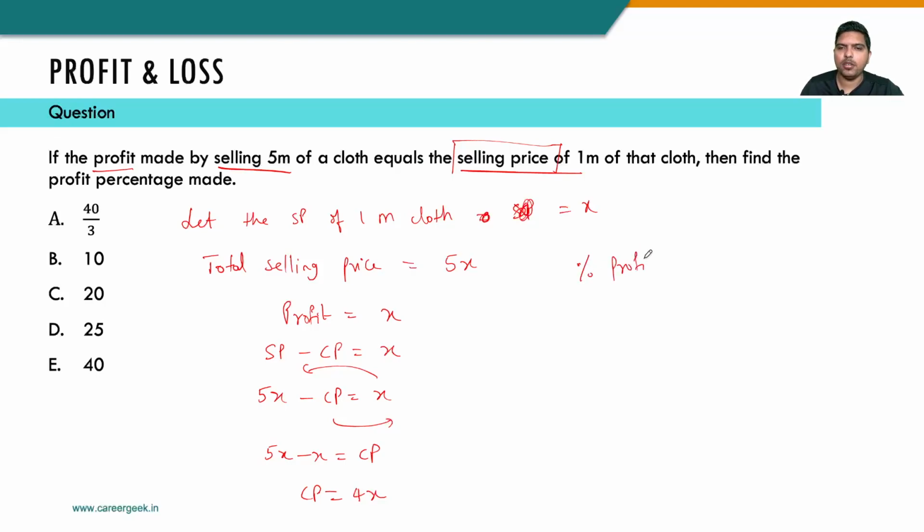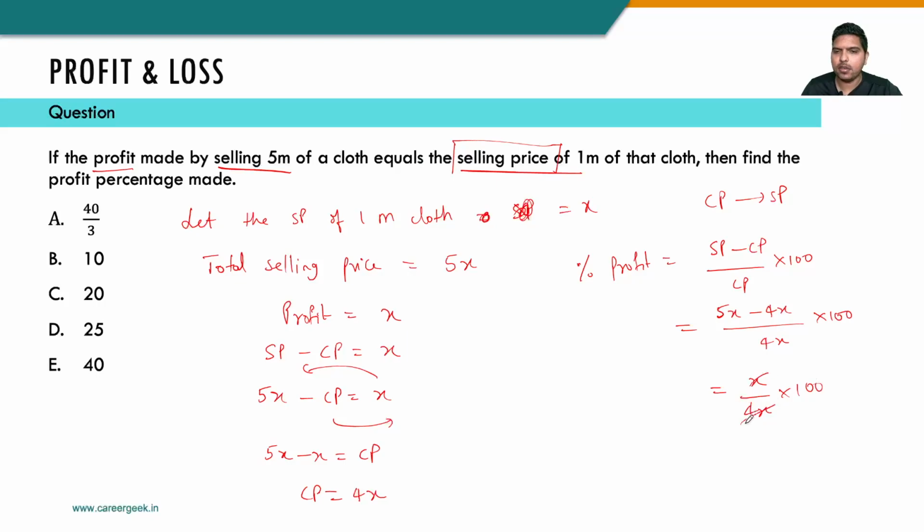Percentage profit formula, we have seen that in this case SP is greater than CP. So (SP minus CP) upon original CP into 100, which is (5X minus 4X) upon 4X into 100, which is X upon 4X into 100. X cancels, and this is 25. So percentage profit is 25.